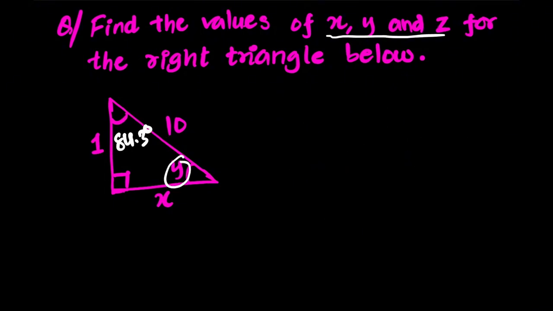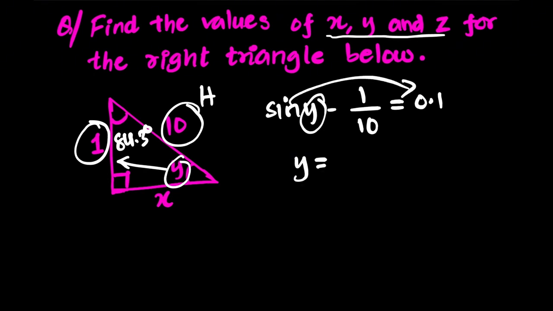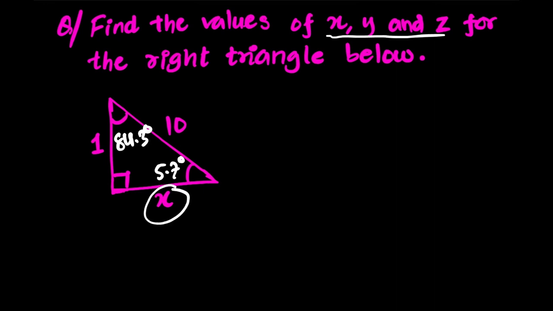Now let's find the value of y. With respect to this y, the side length 1 is opposite and 10 is hypotenuse. Since it involves opposite and hypotenuse, use sine ratio, which is sine of y equals opposite, that is 1, divided by hypotenuse, which is 10, which equals 0.1. Since we are finding this y, keep it on the side and take sine on the other side, which becomes sine inverse of 0.1, which is approximately equal to 5.7 degree. The value of y equals 5.7 degree. Now let's find the value of x, and there are two ways: Pythagorean theorem and using trigonometric ratio.